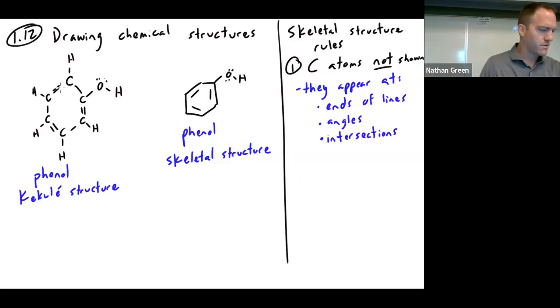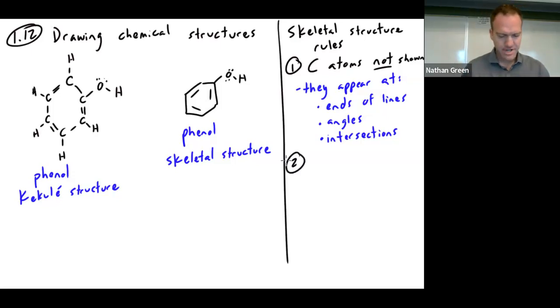So let's look at the molecule over here. How many total carbons in phenol? 6. That is represented in my skeletal structure by 6 angles. 1, 2, 3, 4, 5, 6. Where there's a bend, there's a carbon atom.